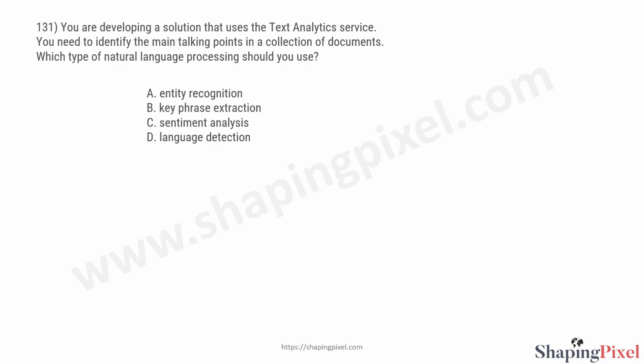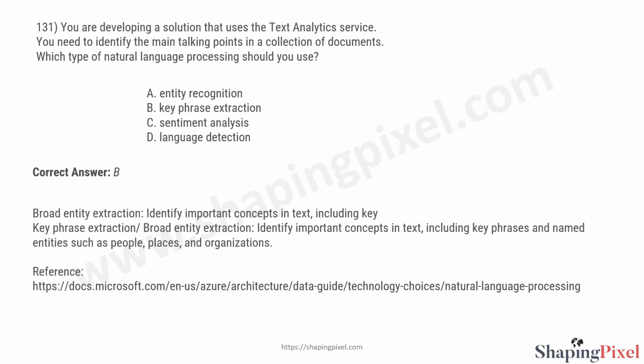Question number 131. You are developing a solution that uses the text analytics service. You need to identify the main talking points in a collection of documents. Which type of natural language processing should you use? And we have the following four options: entity recognition, key phrase extraction, sentiment analysis, language detection. So the right option here is option B, key phrase extraction. Broad entity extraction identifies important concepts in text, including key phrases and named entities such as people, places, and organizations.